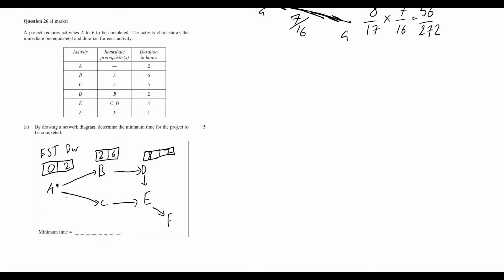Now we can start looking at A to C. So again, we need to look at the earliest start times. So the earliest start time for C is 2, and the duration of C is 5.